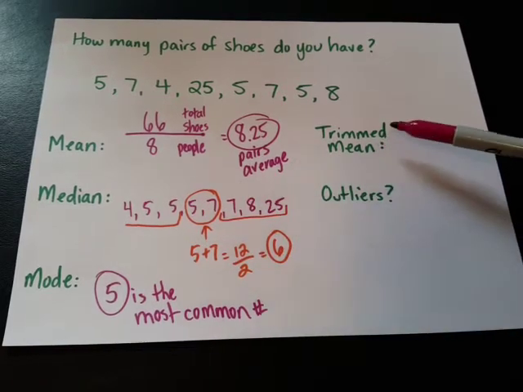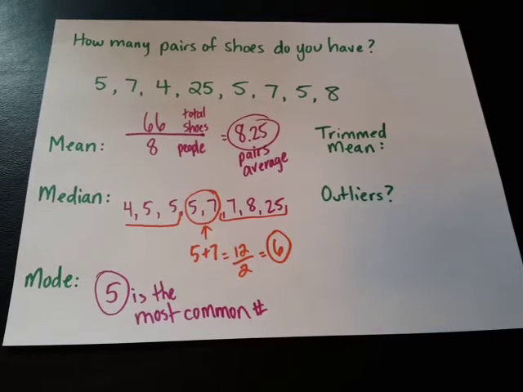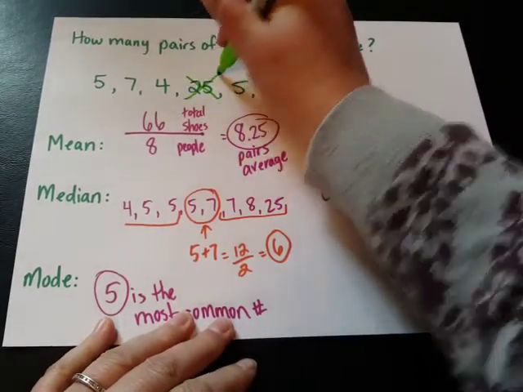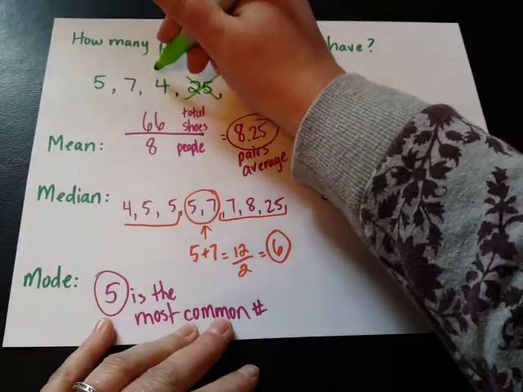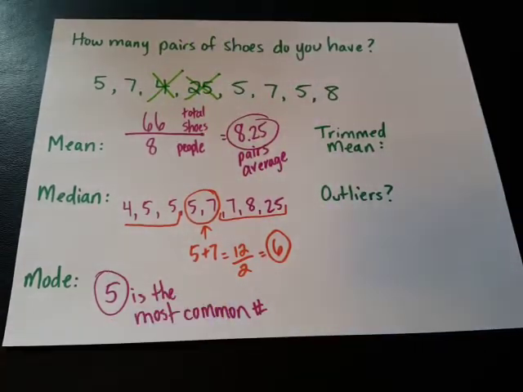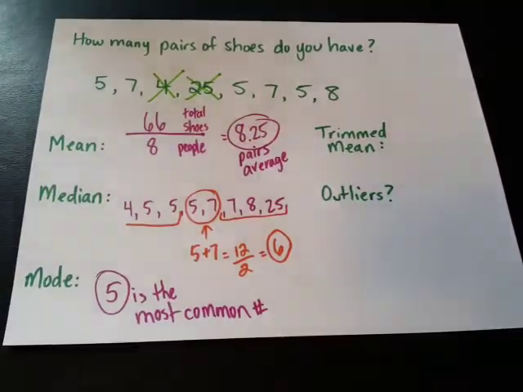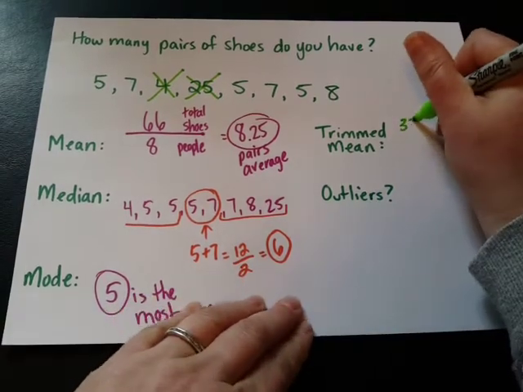So what we could do is we could do the trim mean. With the trim mean, we are going to go into the data and eliminate the highest number and eliminate the lowest number. So we would basically take our 66 and subtract off the 29 shoes that are there. Or if you want, you can do 5 plus 7 plus 5 plus 7 plus 5 plus 8. And we're going to get 37.